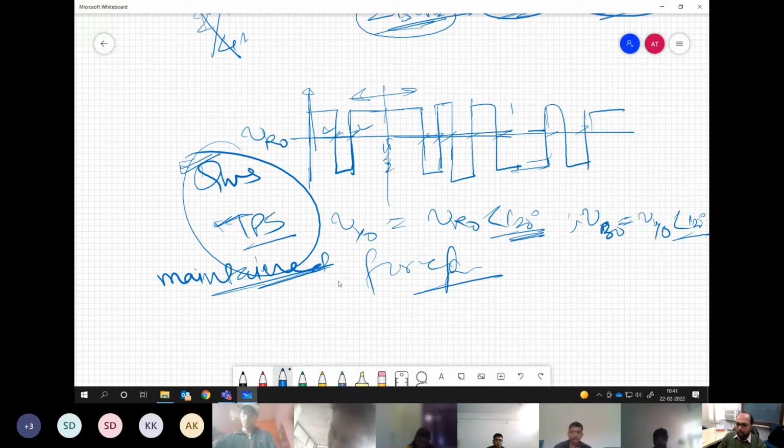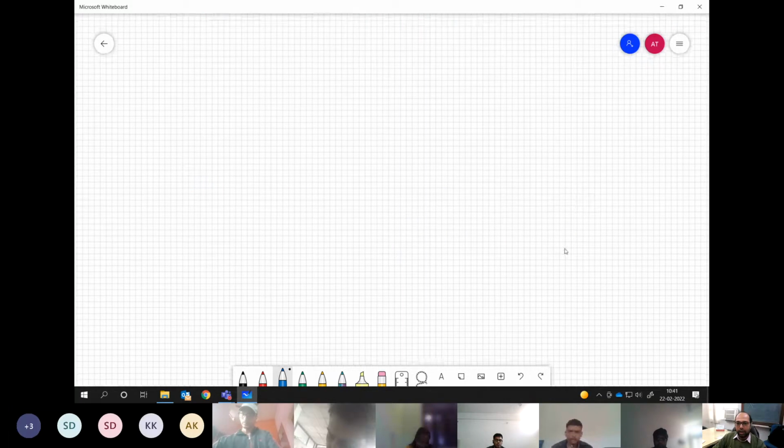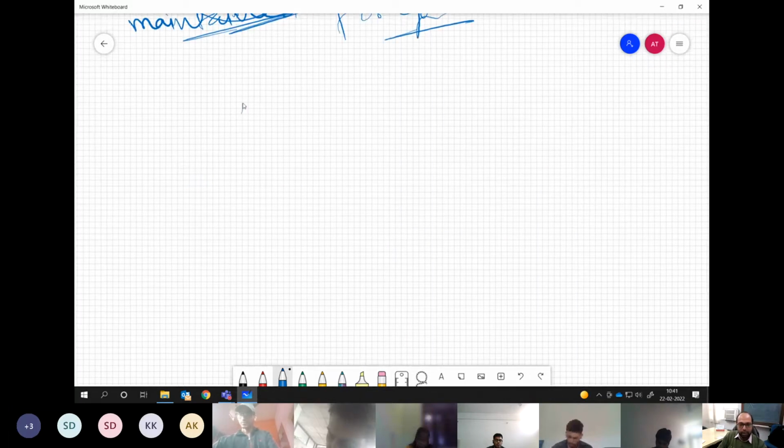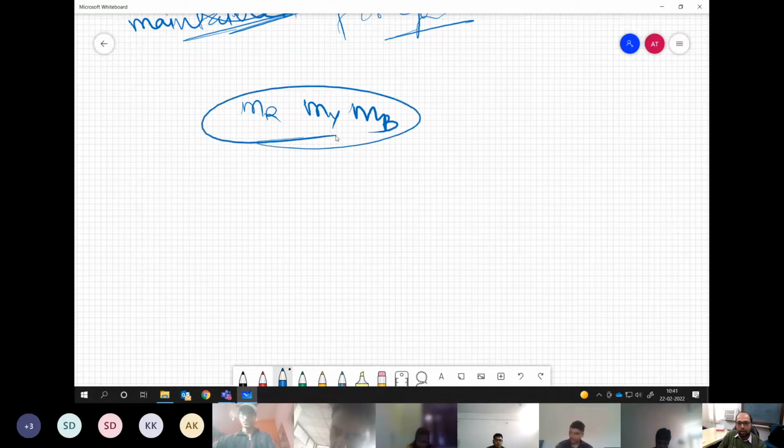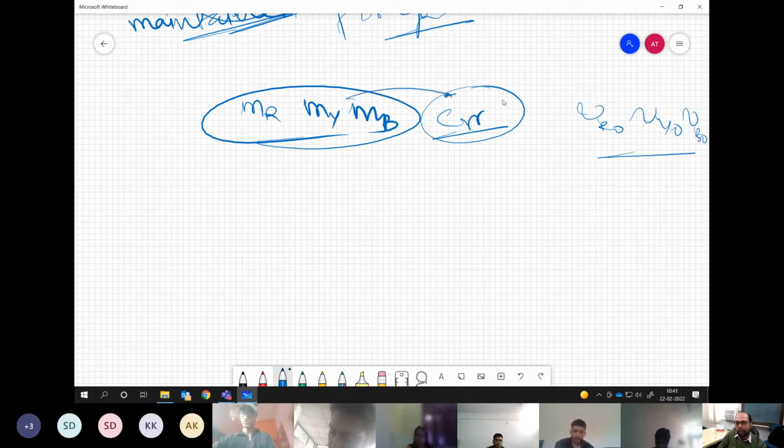We do not have such liberty in sine triangle PWM because here what we are doing, we are comparing three modulating signals MR, MY, MB with the same carrier. And we are generating the pole voltages VRO, VYO, VBO. The result is only comparison with the same carrier generation of these.